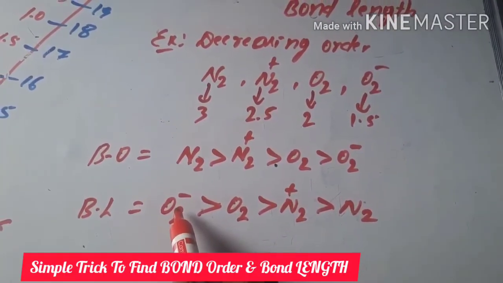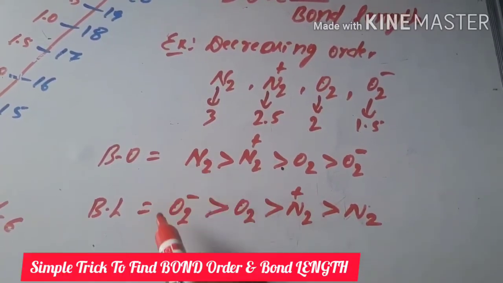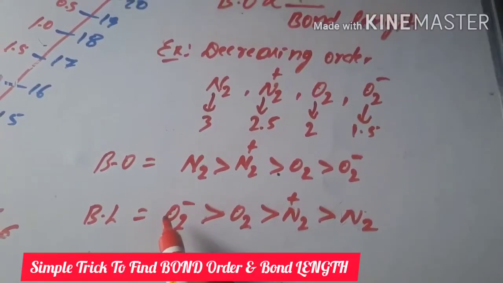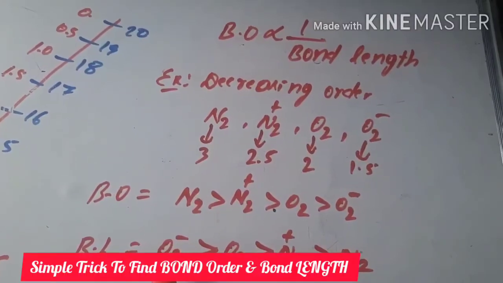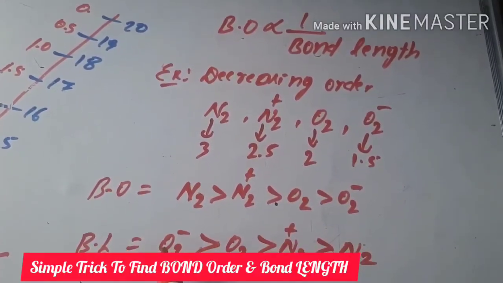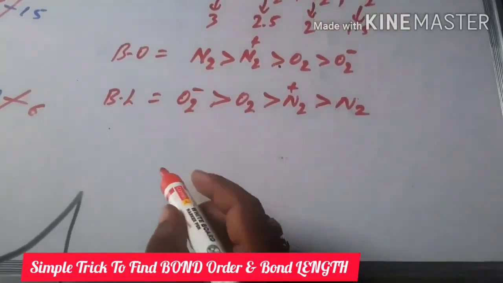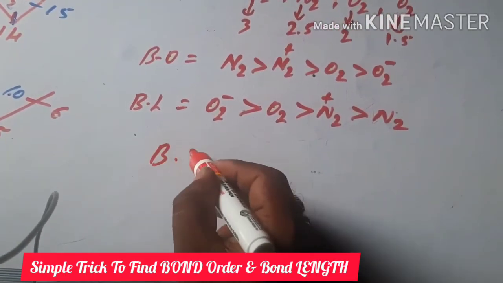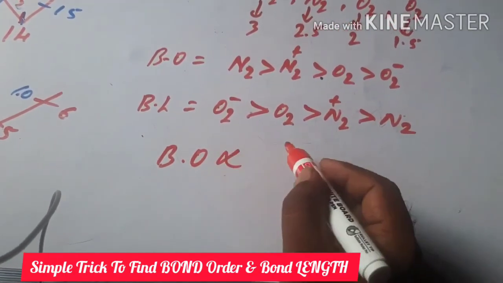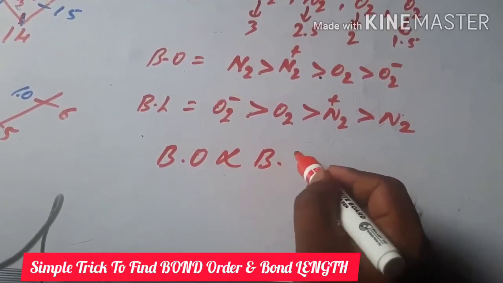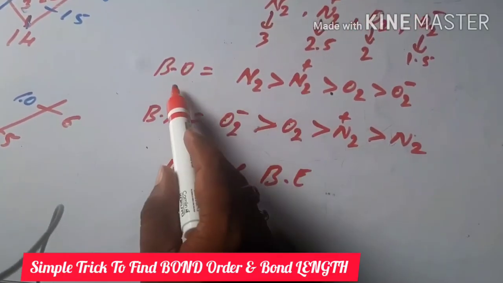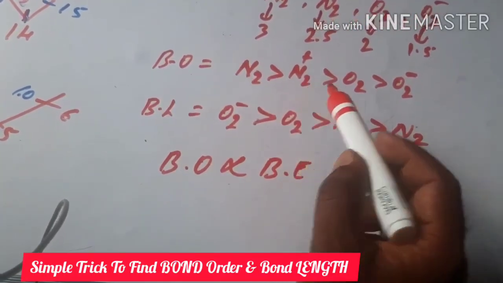Okay, so like this you can determine the bond order and bond length, and the relation is that bond order is inversely proportional to bond length. In the same manner, bond order is directly proportional to bond energy. Therefore, the higher the bond order, the higher the bond energy.